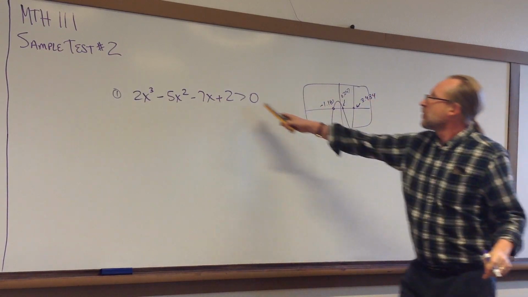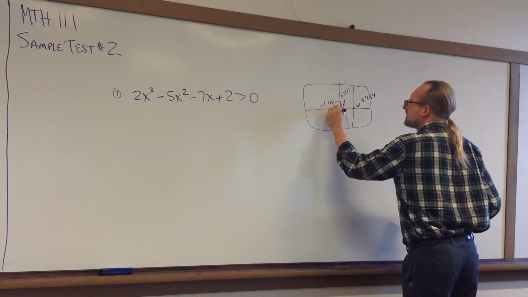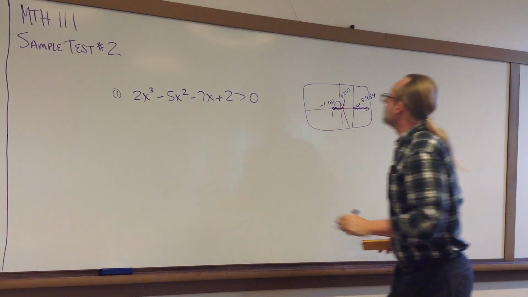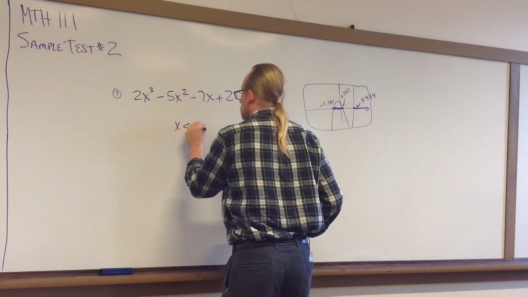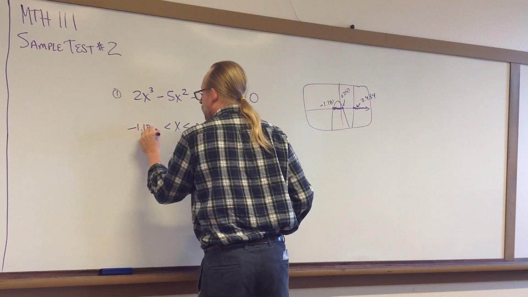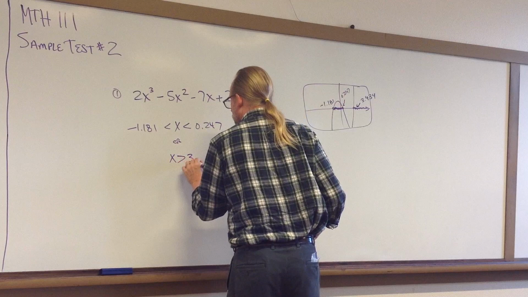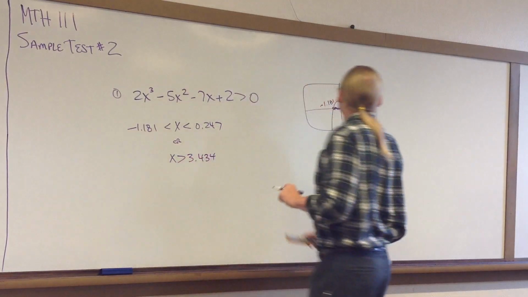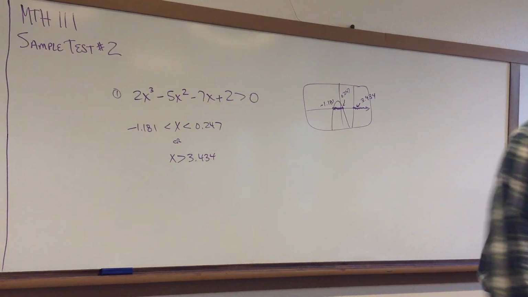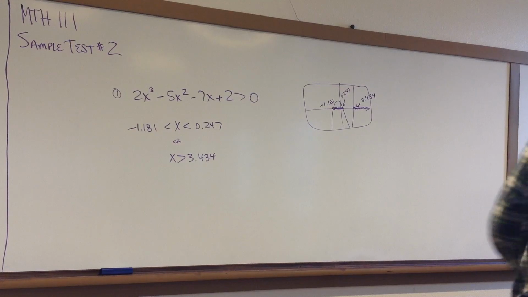Okay. So we're looking for where are the y's greater than 0. Where is it above the x-axis? That's going to be here and also out here. So that's x less than 0.247 but greater than negative 1.181. Or out here, x is greater than 3.434. All right, there's problem 1. Let's go ahead and take a look at problem 2.